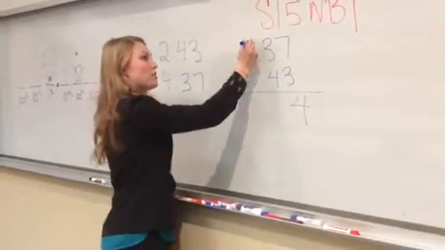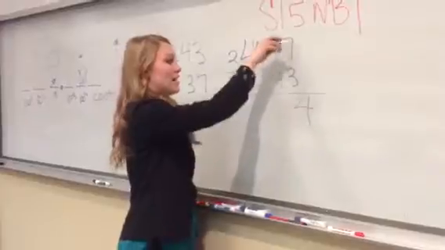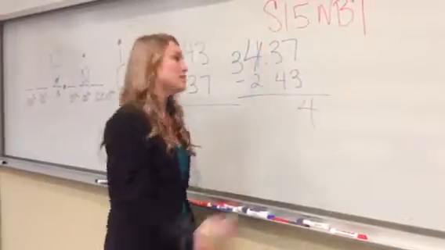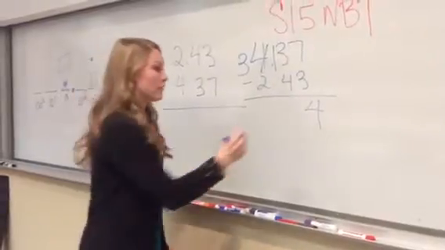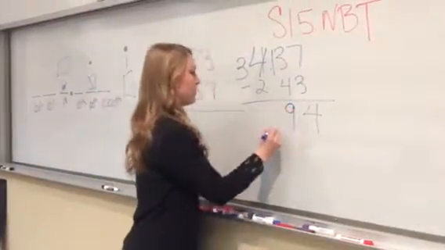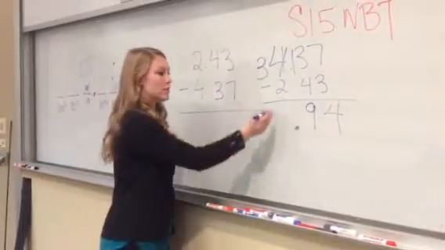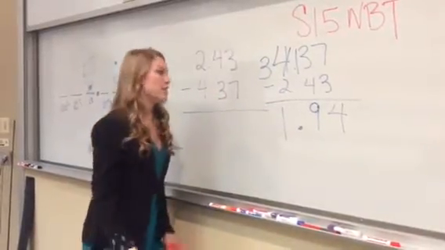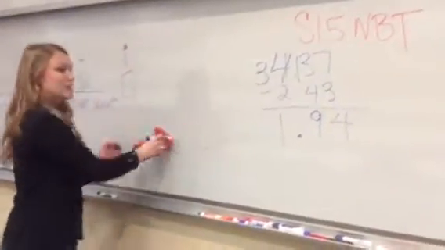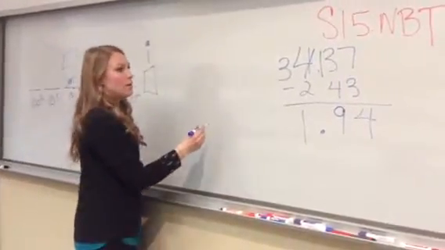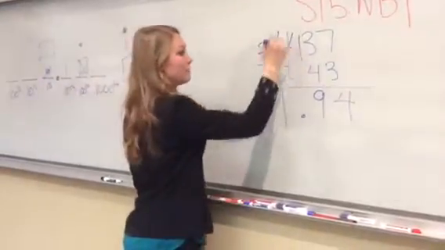We know that we can't subtract 4 tenths from 3 tenths, so we need to borrow from our ones place. So this 4 will turn into a 3, and then we will add a tenth to our 3 tenths, making it 13 tenths minus 4. This will be 9. Then we will go back to our ones: 3 minus 2 equals 1. We will then demonstrate this in base 10 blocks.